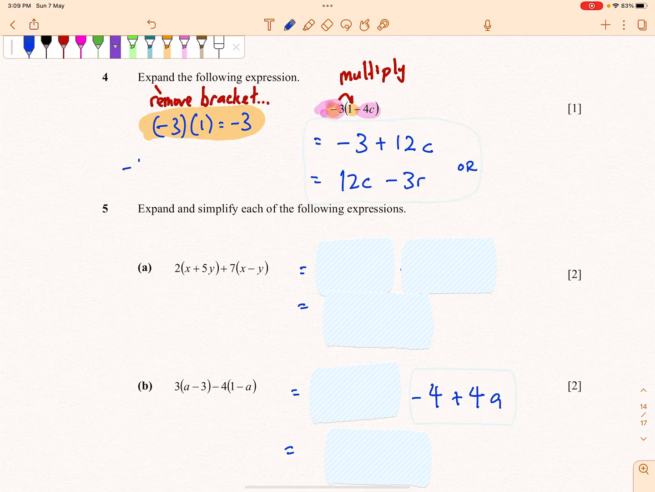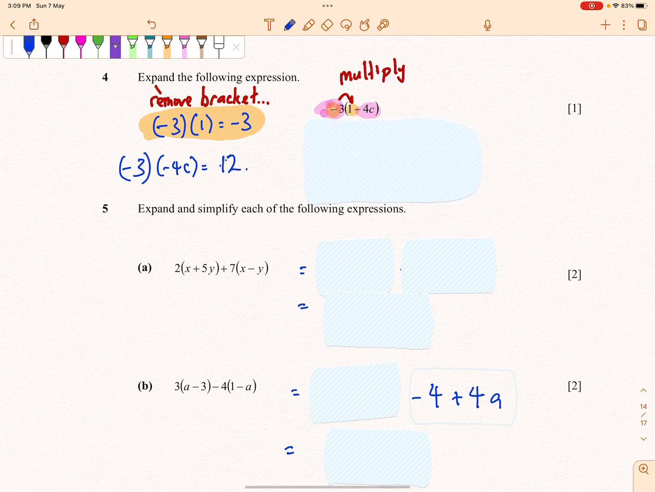Negative 3 times negative 4c. Looking at the answer, you want to press your calculator: what is negative 3 times negative 4? You get 12c. This is how you derive the two terms. Having this idea, we can do the rainbow method more quickly. 2 times x will give you 2x. 2 times 5 will give you 10.